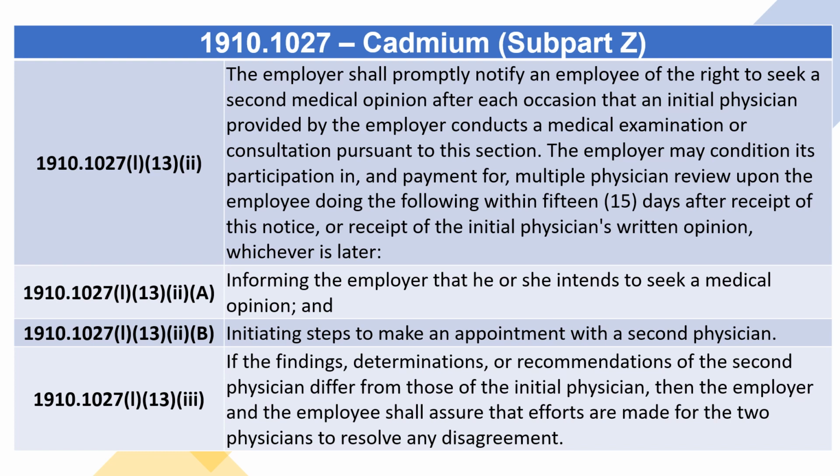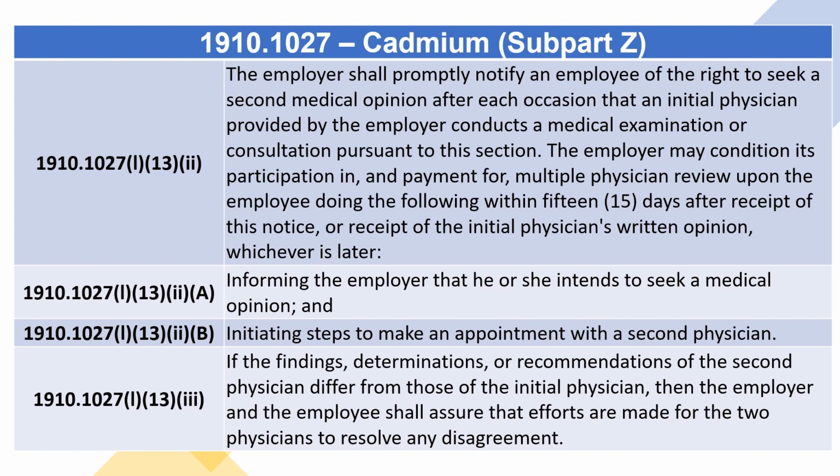1910.1027 (l)(13)(ii): The employer shall promptly notify an employee of the right to seek a second medical opinion after each occasion that an initial physician provided by the employer conducts a medical examination or consultation pursuant to this section. The employer may condition its participation in, and payment for, multiple physician review upon the employee doing the following within 15 days after receipt of this notice, or receipt of the initial physician's written opinion, whichever is later: (A) and (B) informing the employer that he or she intends to seek a medical opinion, and initiating steps to make an appointment with a second physician.